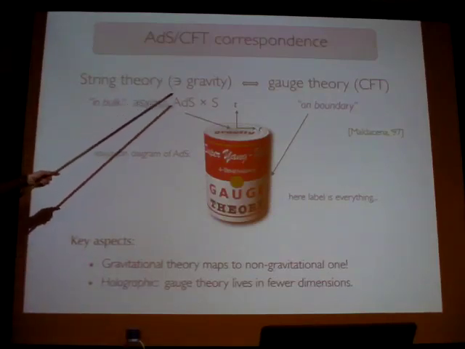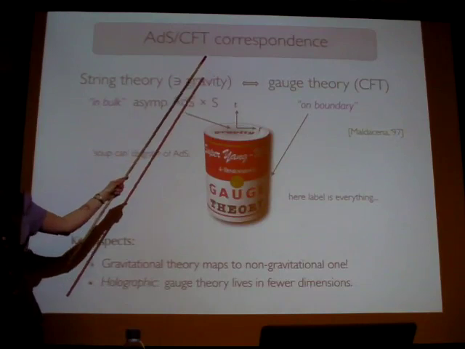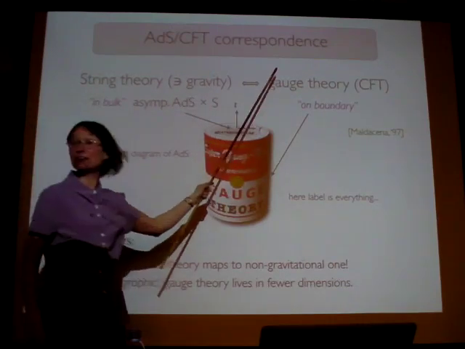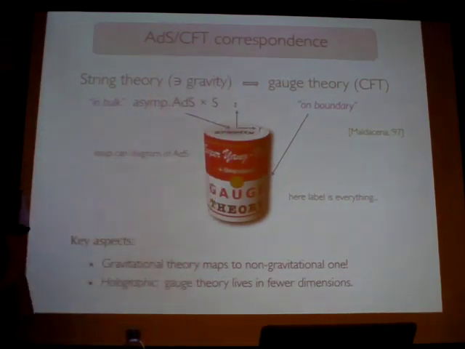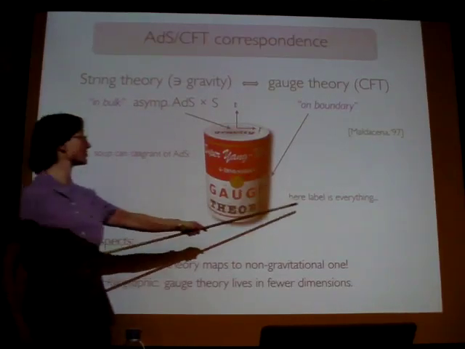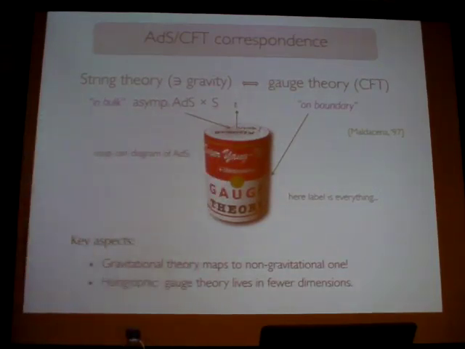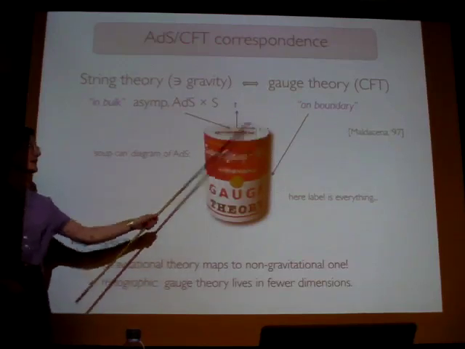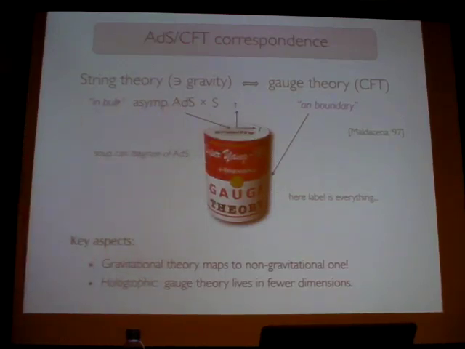So the key aspects are that a quantum theory of gravity is mapped to a non-gravitational one, which provides an excellent framework to ask all the long-standing quantum gravitational questions by recasting them in a non-gravitational language. A related aspect is that the theory is holographic in that it respects the holographic principle. The theory lives on the boundary in 4 dimensions. Not that it has anything to do with real holograms.